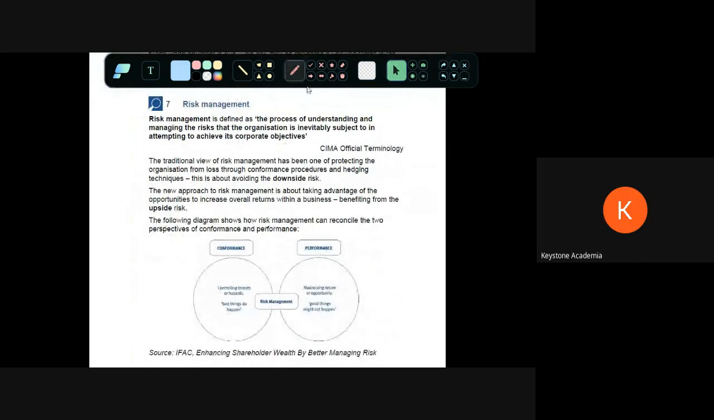Now, risk management. How we are going to manage the risk. We have learned that these are the risks and the types of risk. Now, the management is important because of understanding and assessing the scale of the risk, that if it is a higher risk, we should be able to manage that. Otherwise, it could impact our company in a very bad way, with which, worst case scenario, we will have to shut down the business, right? So these are the risks which are inevitably subject to attempts to achieve the corporate objectives.